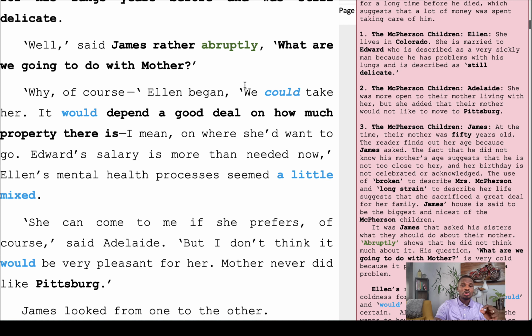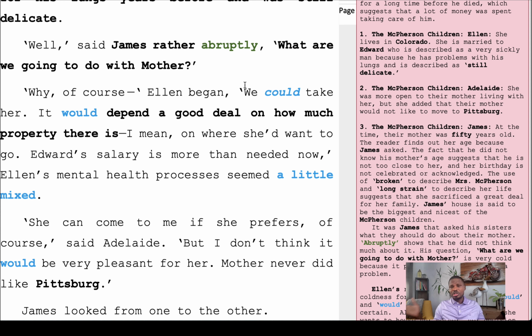So the use of abruptly shows that he did not think much about it. Something that just came to his mind. His question, what are we going to do with mother, is very cold. It presents their mother as a problem. It's like their mother is a problem, and then how do they deal with this problem that they have?